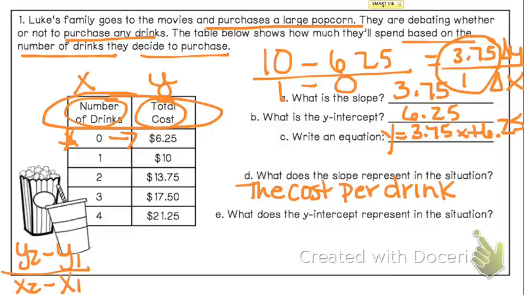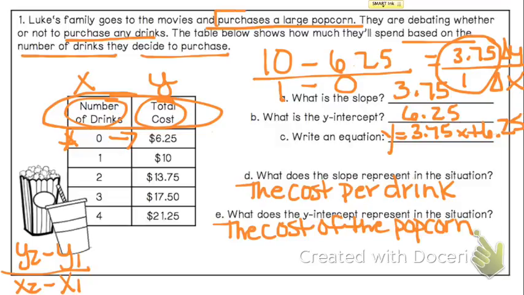So what does the y-intercept represent in the situation? The y-intercept represents the cost of the popcorn, because they already purchased popcorn. It told us that they purchased a large popcorn. So the cost of the popcorn. So we're adding a drink to the cost of each popcorn.